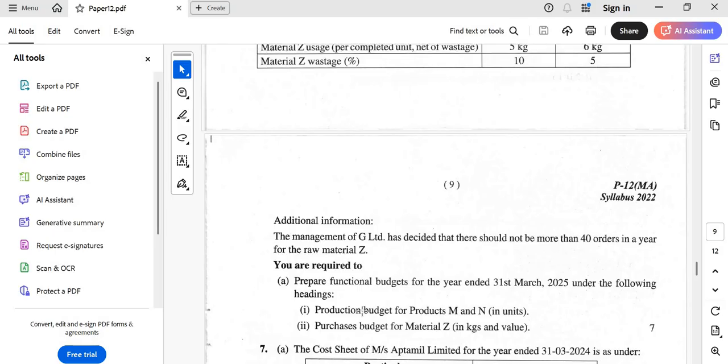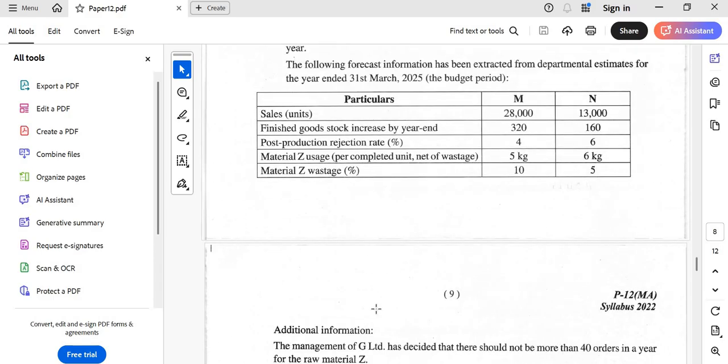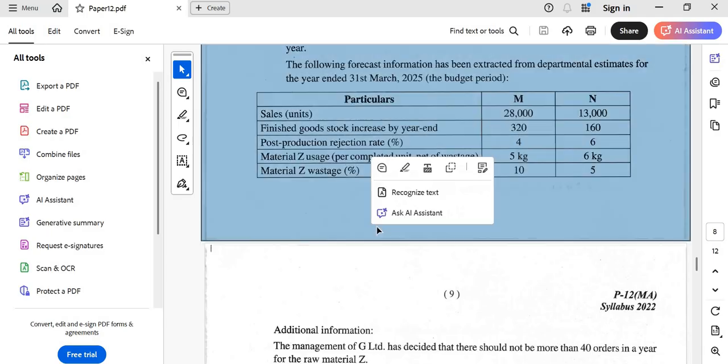So here I need to calculate the production budget. So how many units I need to produce. Based on my sales and closing stock, I will be producing, right? So here sales is 28,000. My closing stock is 320. So I need to produce 28,320. But what we have here is post production rejection rate. So for this 4%, if I am producing 28,320, in that 4% will be gone, so I will be getting fewer units. So I have to accommodate this 4% also.